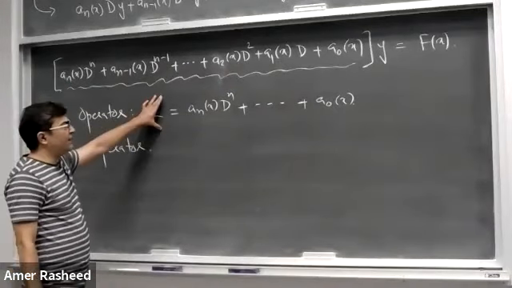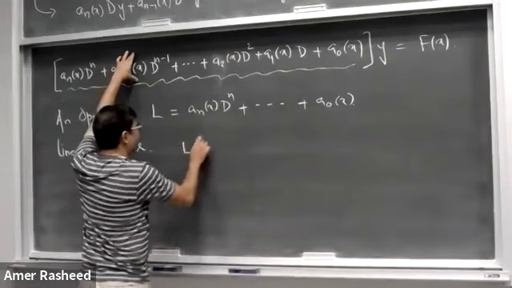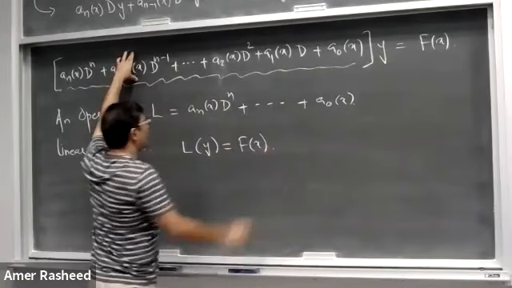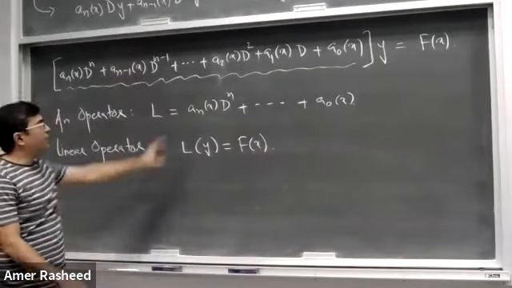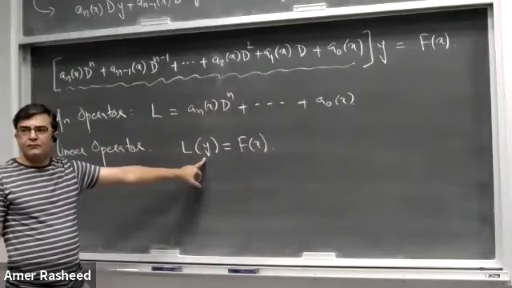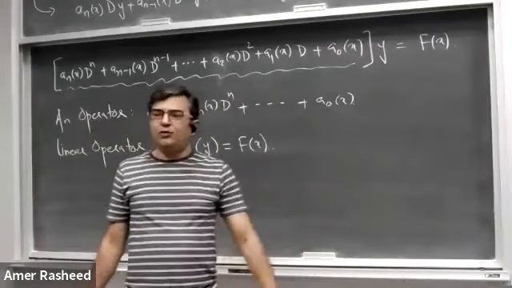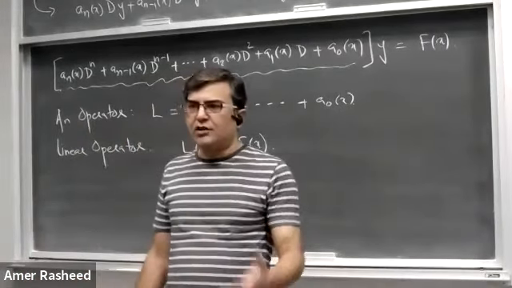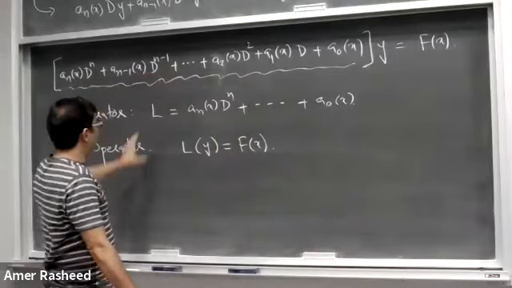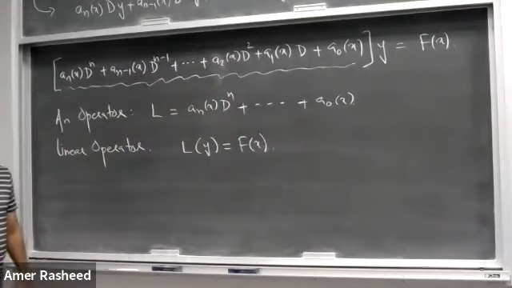If we define this as L, then this equation can be written simply as L of y is equal to f of x. Because this term operates on y, which produces f of x, that is why we call it an operator, because we are operating this thing on y. And if it is linear, then we call it a linear operator.